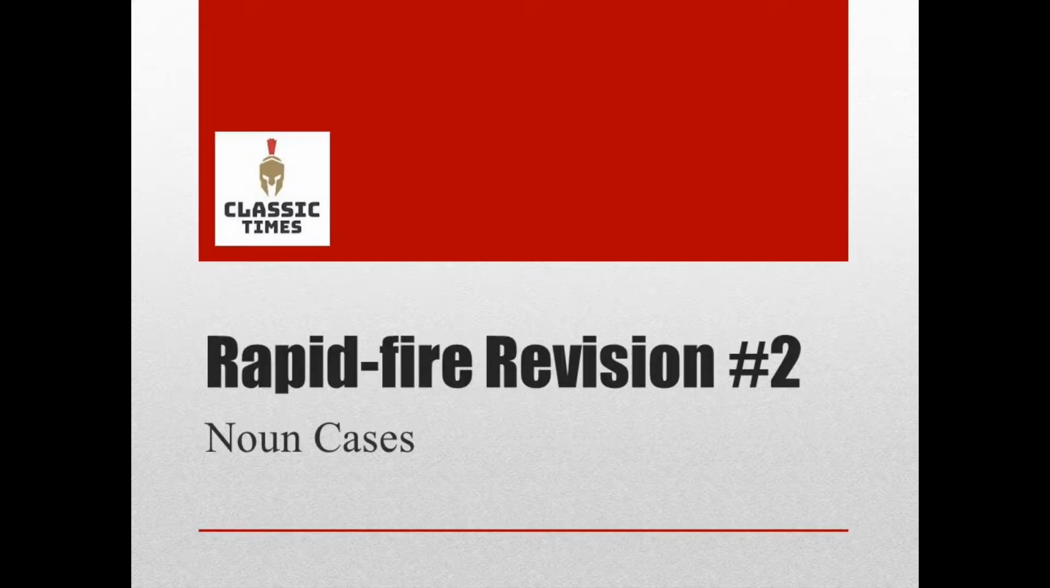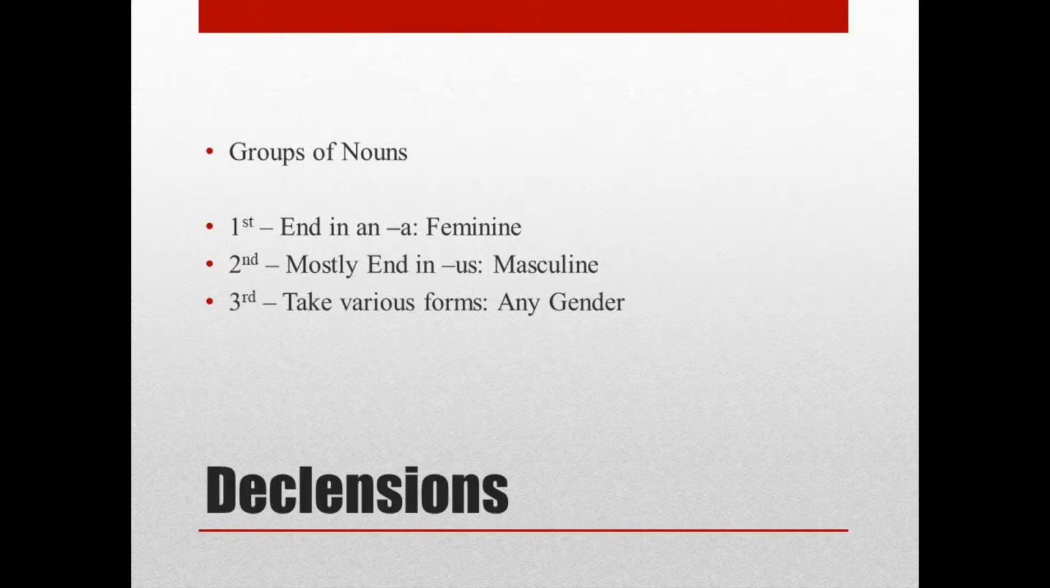Today, we'll be revisiting noun cases. Firstly, let's quickly recap declensions. So each Latin noun belongs to a certain group, known as a declension. And in each declension, the nouns all end in the same way. So it's important to identify which declension a noun is in, so that you know what the right ending is.